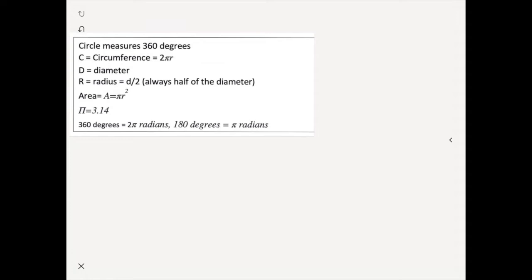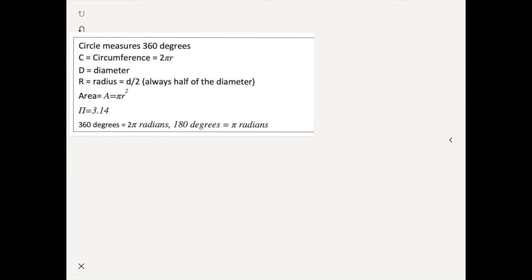Okay, so our final topic, we're going to be talking about circles. There's a lot of things that we're going to cover in this one video, so be sure to pay attention to the subheadings so that you can know which part of the video is talking about what topic. So we're going to start with the basics of circles, just kind of talking about the different variables and how to solve for different things.